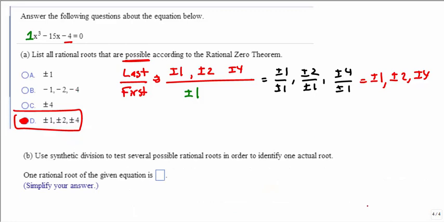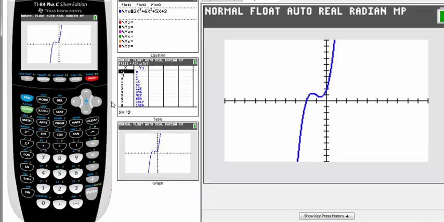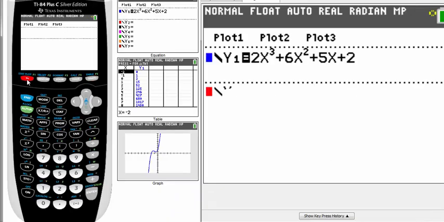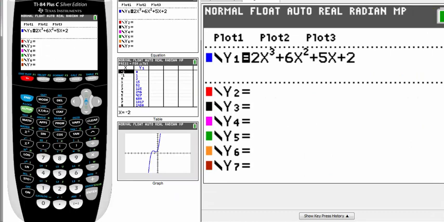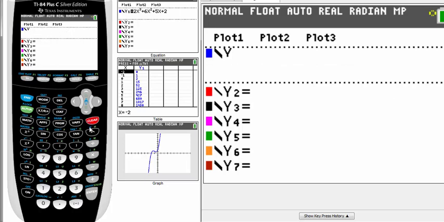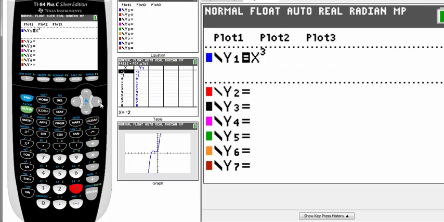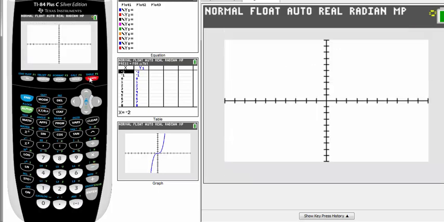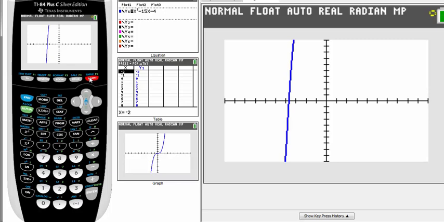So let's graph x cubed minus 15x minus 4. And what we want to do is find any nice integer solutions that we can. Okay, so again, it was x cubed, so we'll go ahead and clear out of this. X to the third minus 15x minus 4. Okay, now we might have to adjust the screen, but let's see what we can find out.